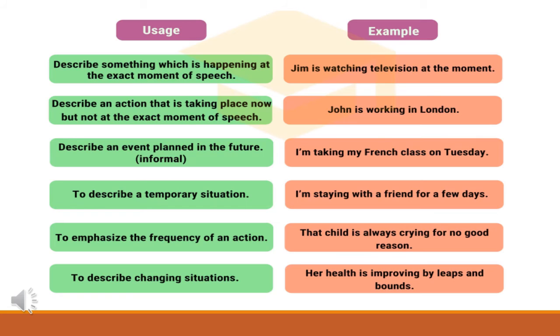And the last use is to describe changing situations. Means here are some situations which are changing with time. Like an example, her health is improving by leaps and bounds. This is just like if we say this patient is getting better. Means when the patient came to the hospital, he was sick, but now he is getting better. Means he is improving his health. So his health situation is changing. Such changes are always written in present continuous tense.